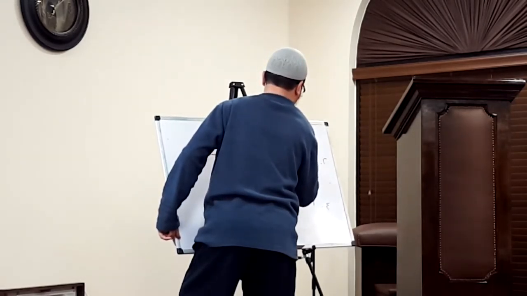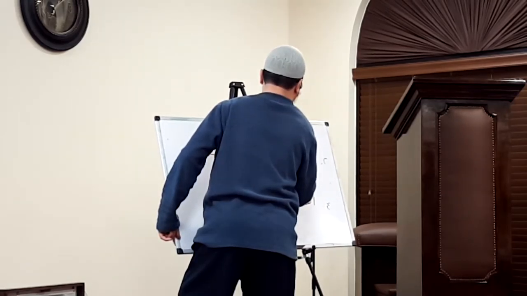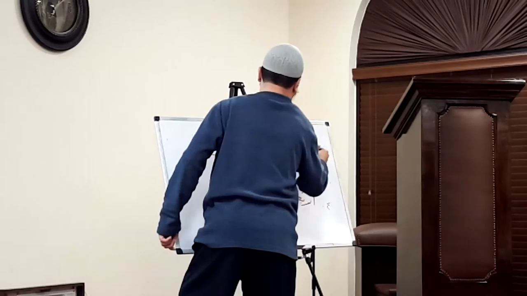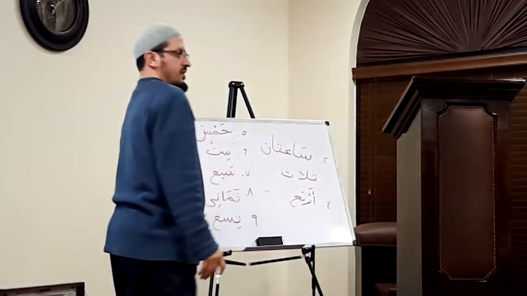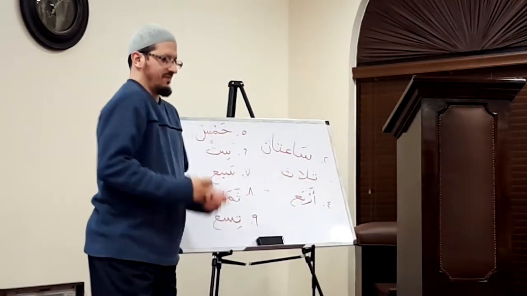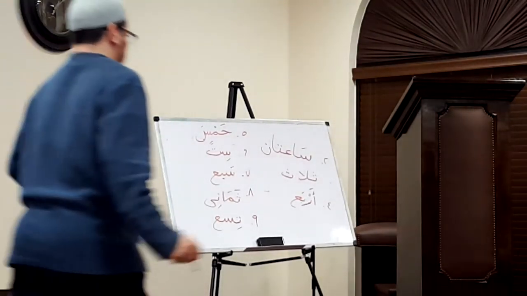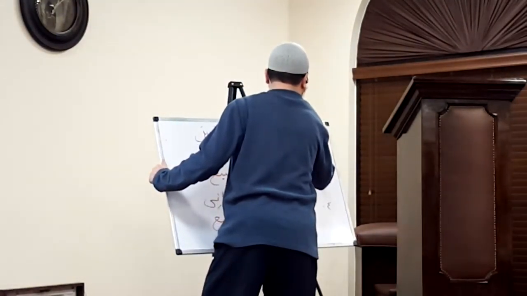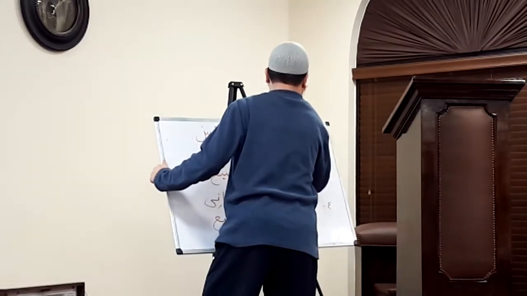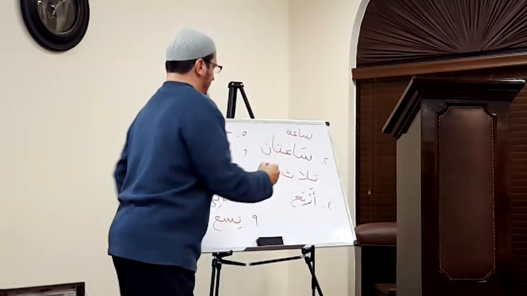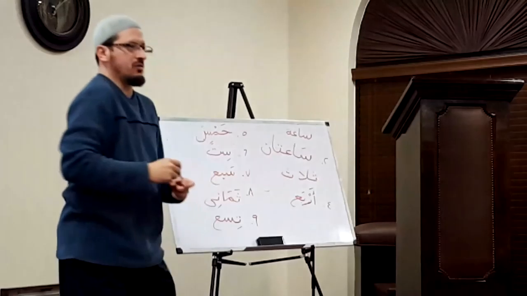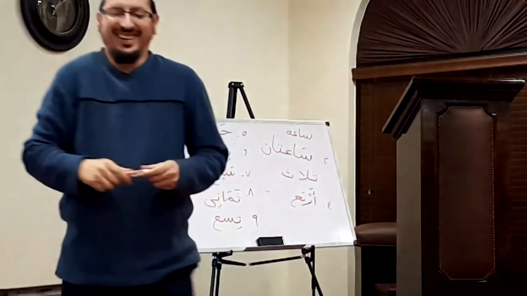Sa'atan. Yeah. This is how we say. Six. Alright. So number one is Sa'a. Thalath Sa'at. No, just add Alif and Nun. Just add Alif and Nun. That's it. Sa'atan, come on. Okay?